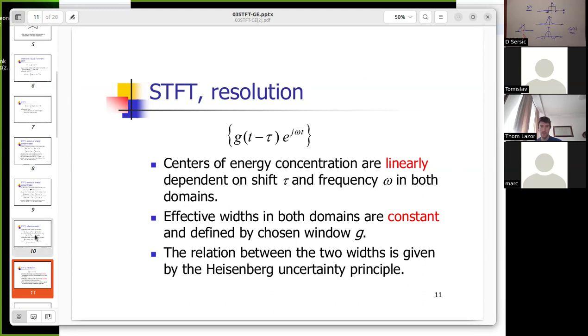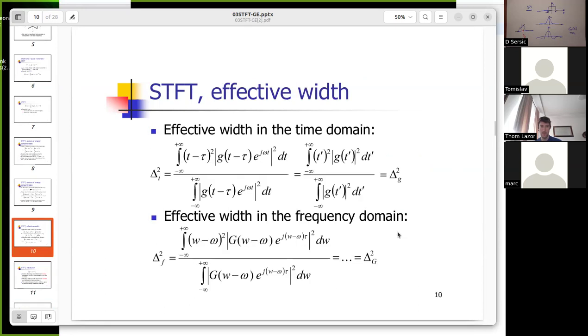Okay, how about the widths? Once you have the centers, you can calculate the widths. The effective width also depends only on the local window g, because e to the power of j omega t, its modulus is still 1. It disappears from the calculation. It only depends on the property of our windows in time or frequency domain. And after some calculation, you get some numbers.